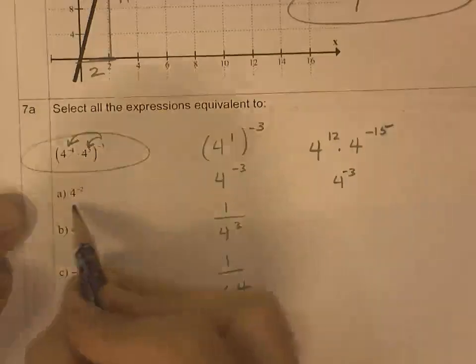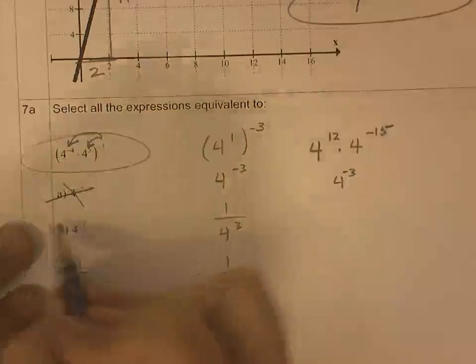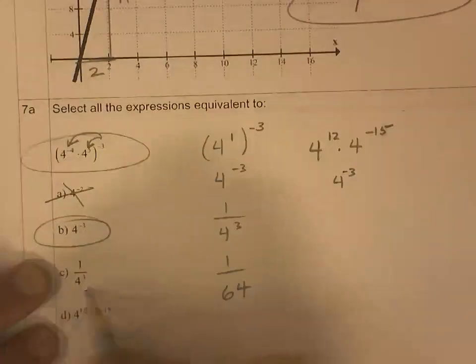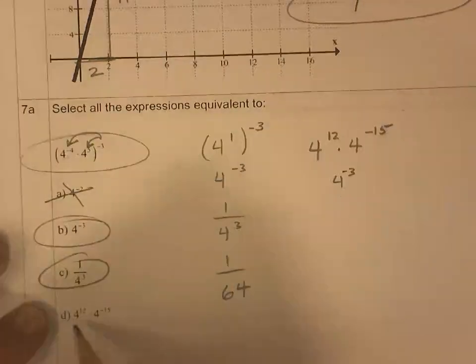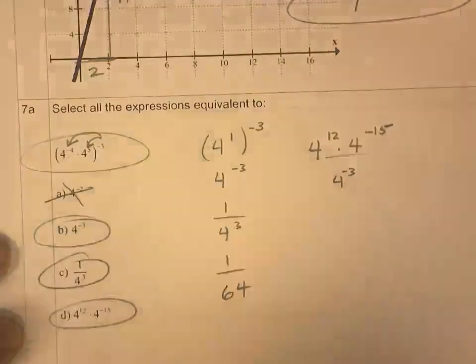So let's match it up. 4 to the negative 2, that doesn't show up anywhere. No good. 4 to the negative 3, that does show up, so that's equivalent. 1 over 4 to the third, that shows up, so that's equivalent. 4 to the 12th times 4 to the negative 15, that showed up right here, so that's equivalent.